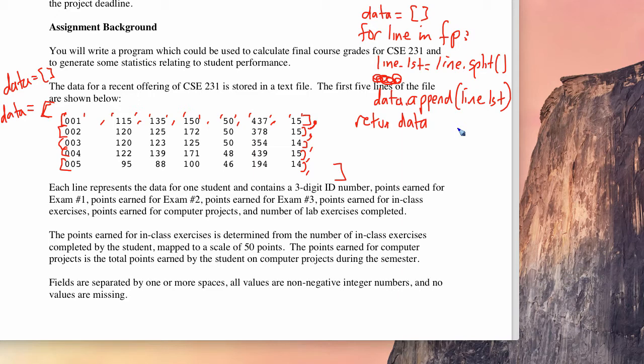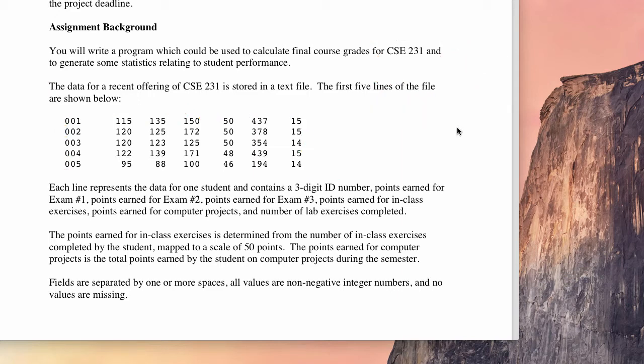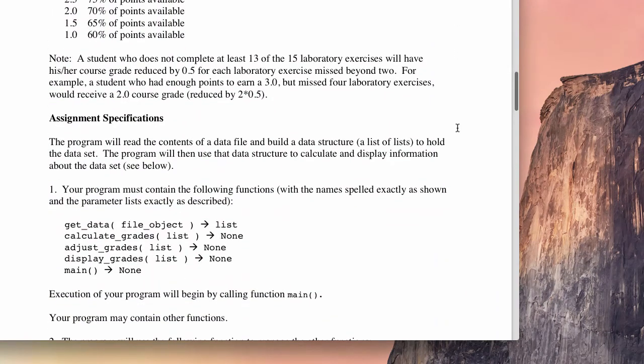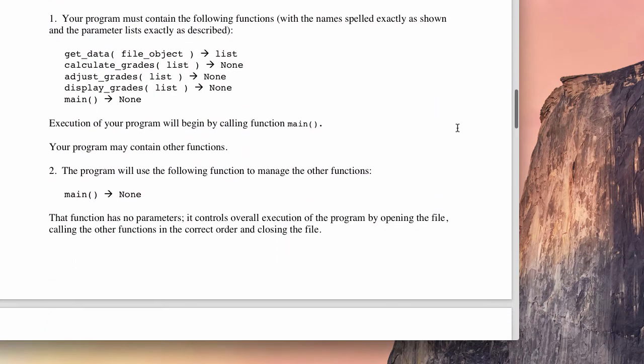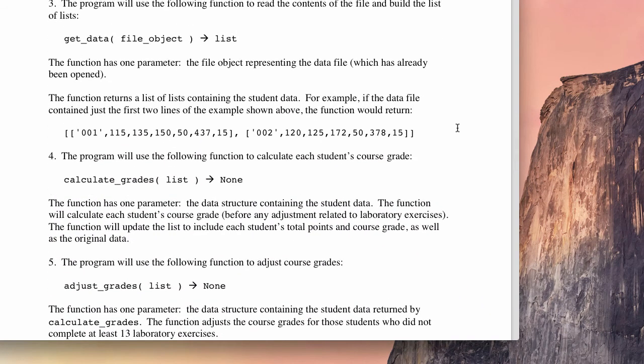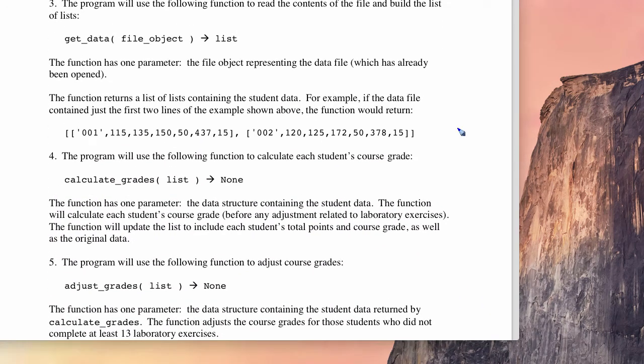Now, what else do we have going on here? Well, we've got your standard thing there about how many points and so on. And then we have a bunch of functions that we ask you to generate. And so the get data takes a file object. That was the thing I called FP in my thing, and it returns a list.